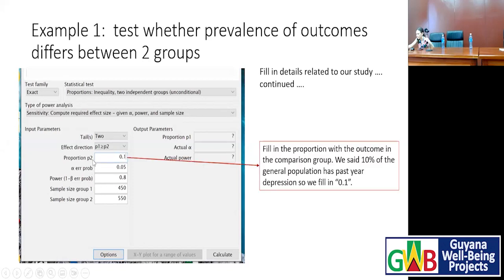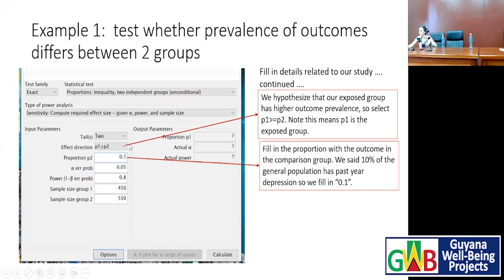Here we have to fill in this proportion: the proportion who are affected with the outcome in the comparison group. So we said that we'll look at vascular depression first. We said 10% of the general population has vascular depression. So that's what we expect for our unexposed group. That's a good assumption. So we'll fill in 0.1, which is 10%.